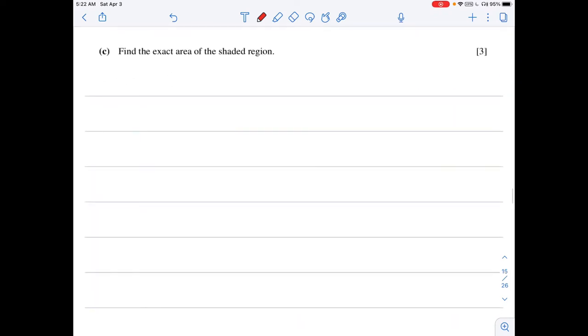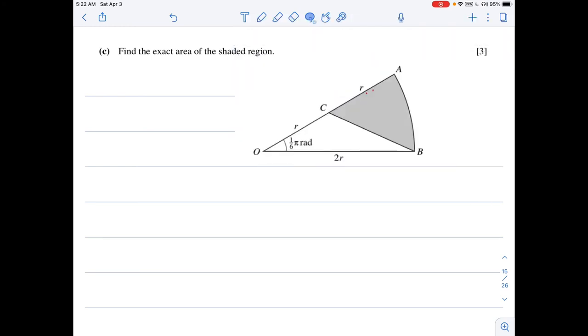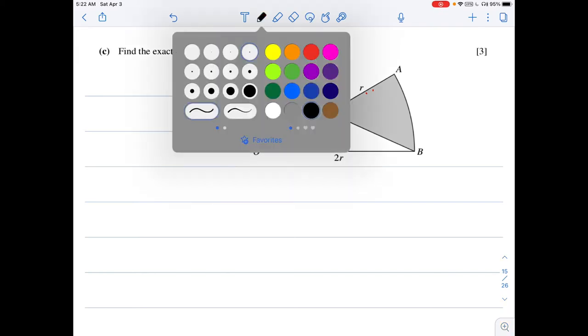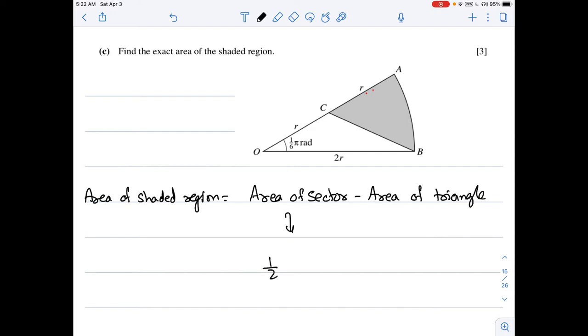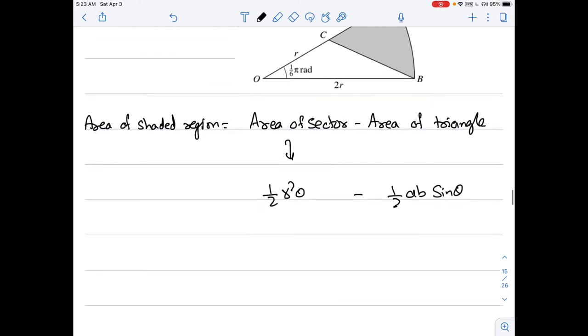Find the exact area of the shaded region. So we have to find the exact area of the shaded region. Let us get to the diagram over here. Now I have to find the area of the shaded region. Area of the shaded region is equal to the area of the sector minus the area of the triangle. The area of the sector formula is half r square theta, minus the area of a triangle, whose formula is half AB sine theta. So I use that one.